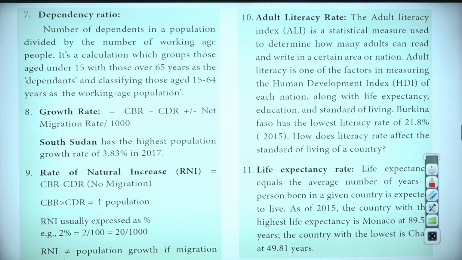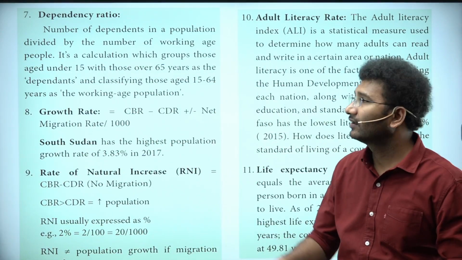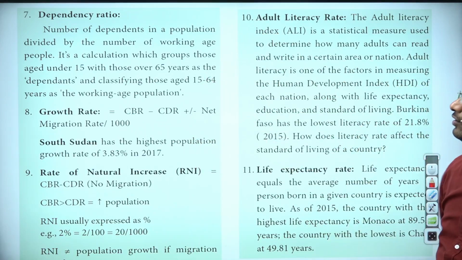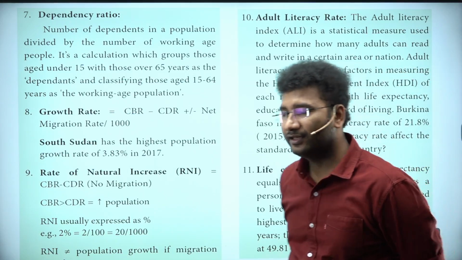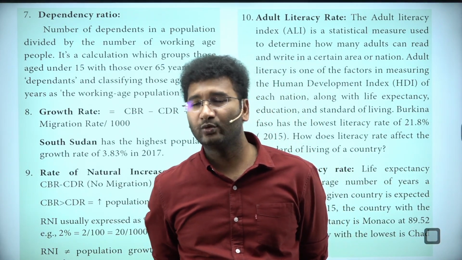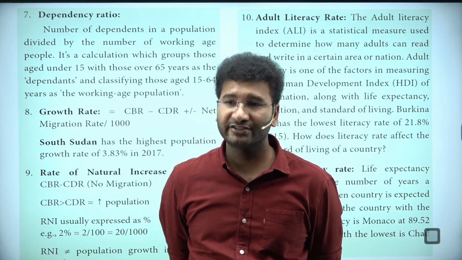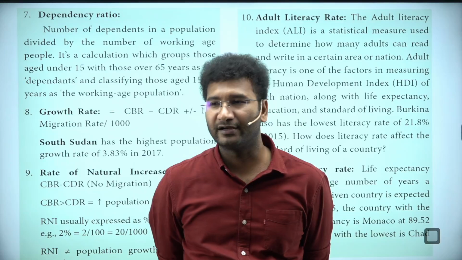Likewise, you have other definitions as well. That is your dependency ratio. What is it? Dependency ratio is number of dependents in a population divided by the number of working age people. In your family, if there are 5 people who are dependent and only 2 people are working, it is the ratio that you are going to take between people who are working and people who are dependent on that.